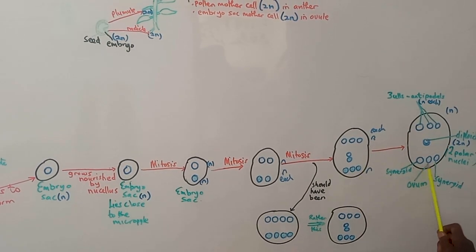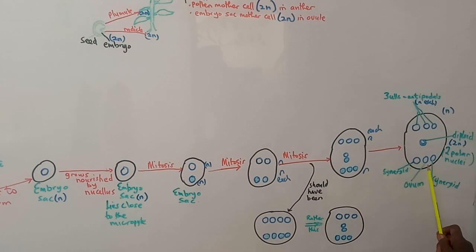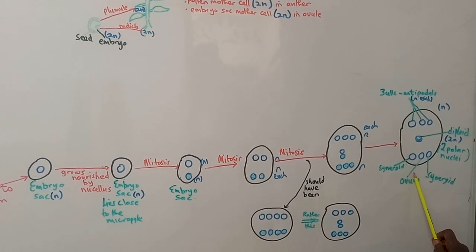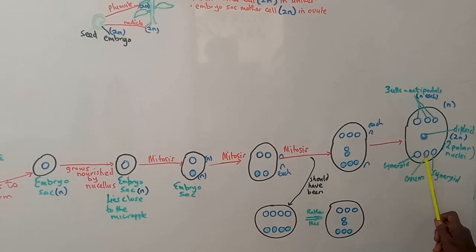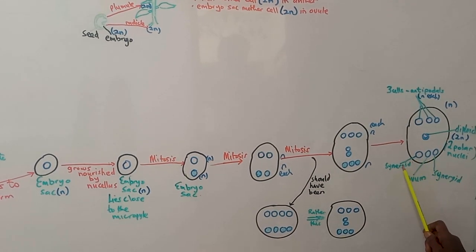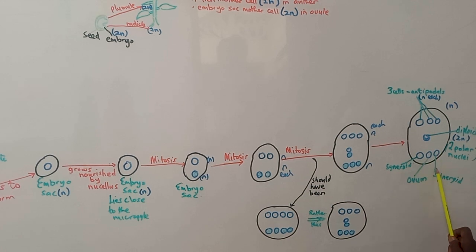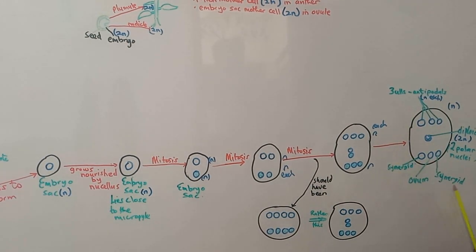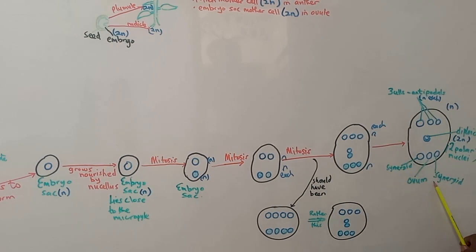These three are also down here. The middle one is the ovum. That's the female gamete, the egg. And two cells, one on each side of the ovum, are called synergids. So this is the situation of the ovule just before fertilization.